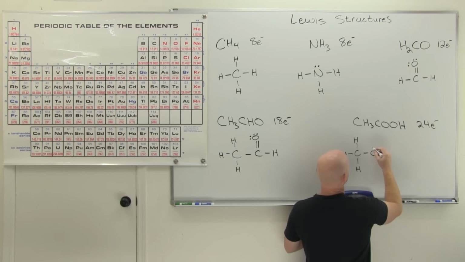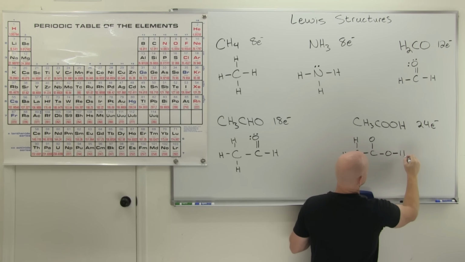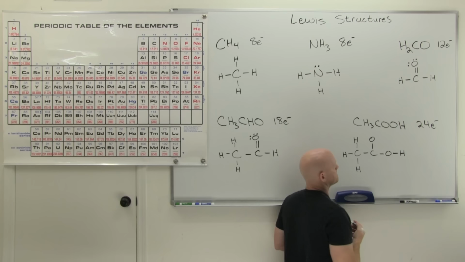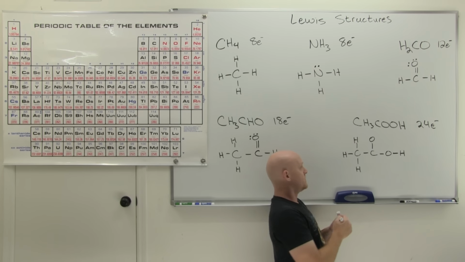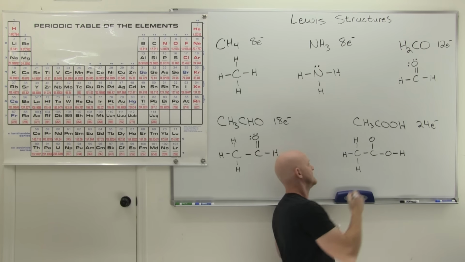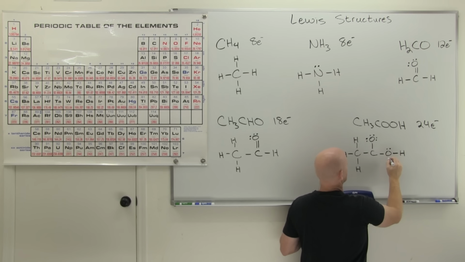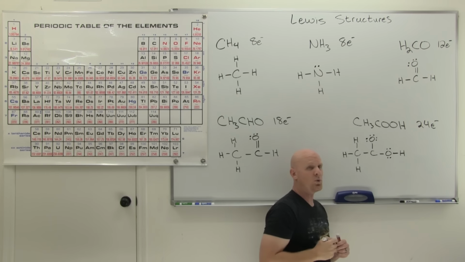what we'll end up doing is having the carbon bonded to both oxygens, so this carbon is now a central atom to both of these, and one of those oxygens is then bonded to a hydrogen. Now if we do the same thing here, once again we've used 2, 4, 6, 8, 10, 12, 14 electrons, we've got 10 left, and we'll fill up those outer atoms, and now we've used all 24.